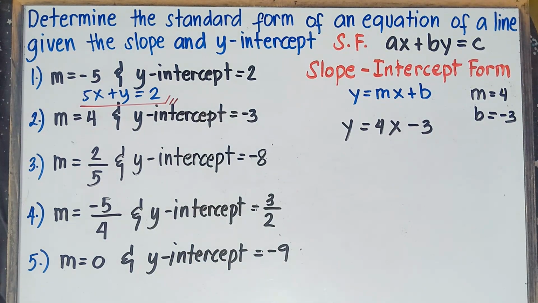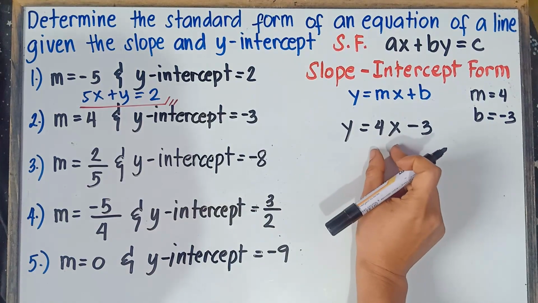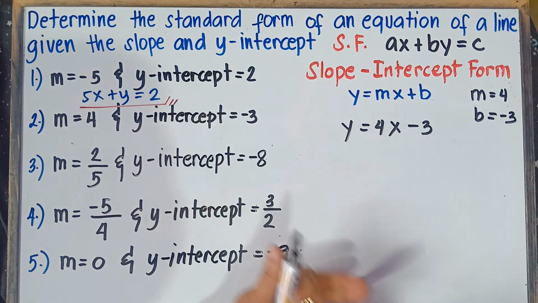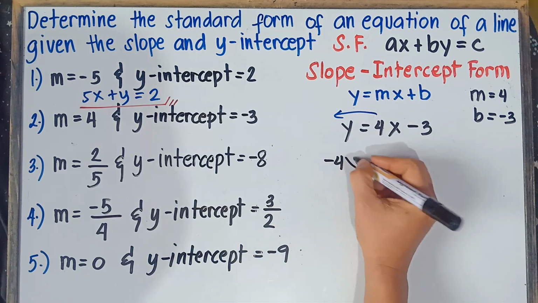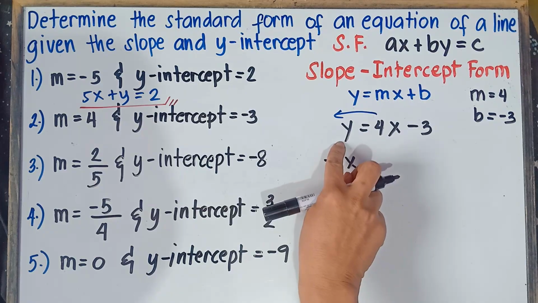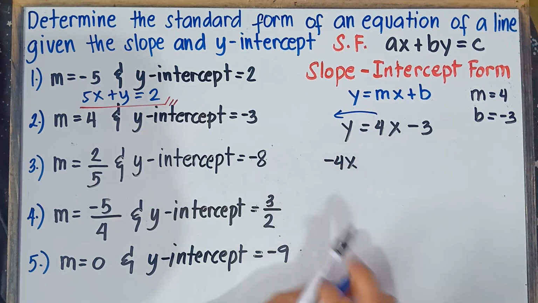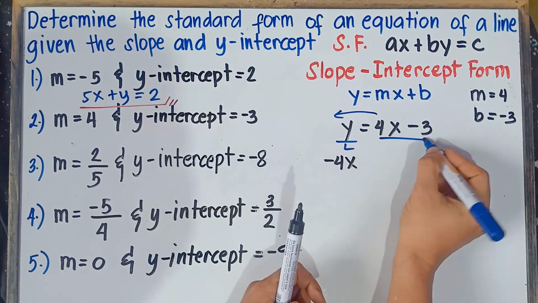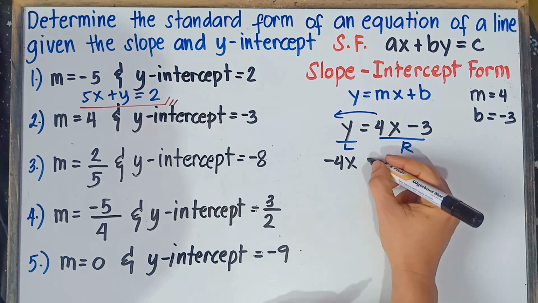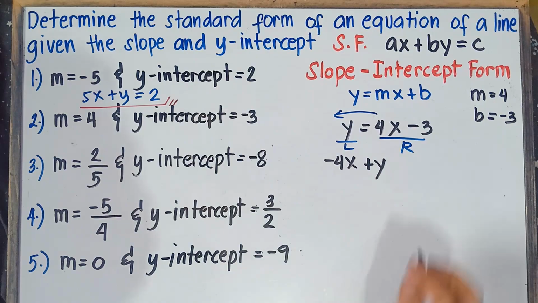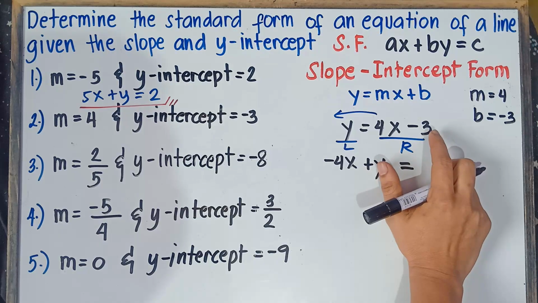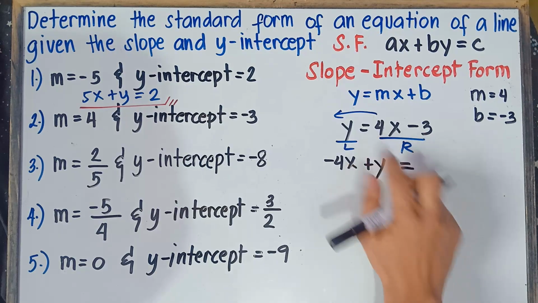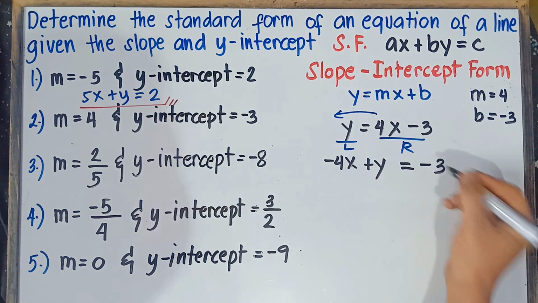Alright, and then we simply transpose this x from right to left. This is positive, it will become negative. So this will be negative 4x. Simply copy y, do not change the sign because y is still on the left side. Once again, this is left, and this is right. So simply copy y, and then copy the equal sign. Do not change the sign of negative 3 because negative 3 is still on the right side of this equal sign. Simply copy negative 3.